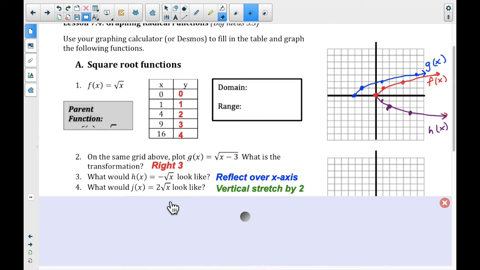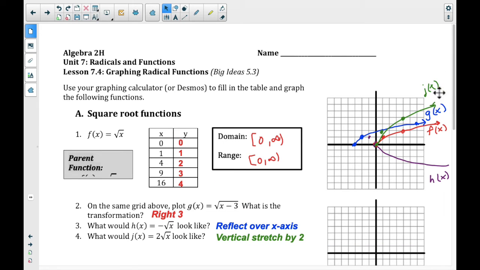And then if we have a 2 on the outside, that means there's going to be a vertical stretch by a factor of 2. Let me show you what that's going to look like. All right, the vertical stretch by a factor of 2 is this green one. If you can see, it's a little bit taller.